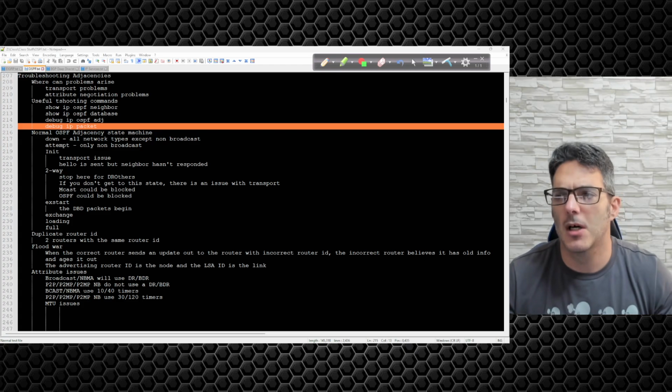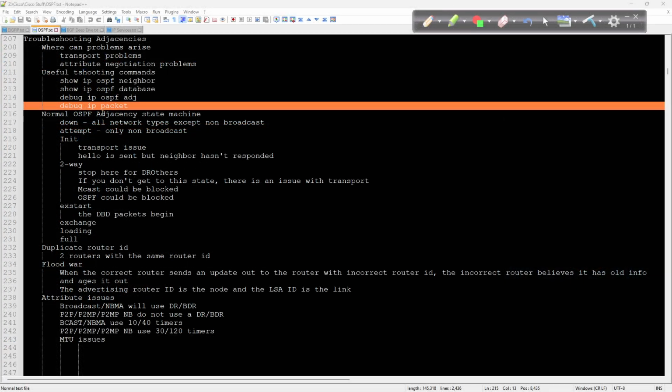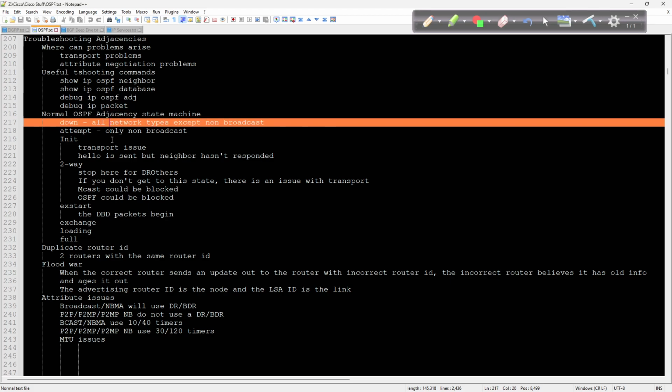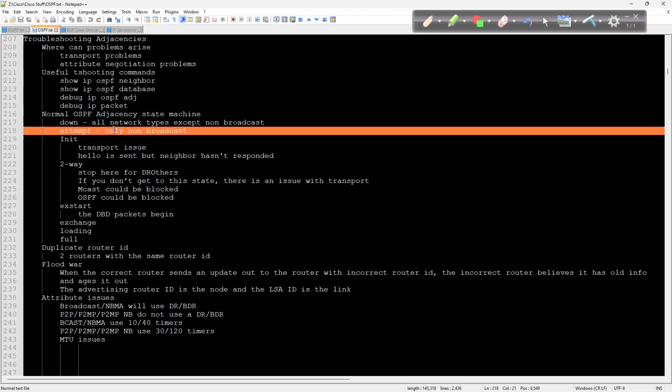So let's talk a little about the normal OSPF adjacency state machine, so we can understand what exactly is necessary. Down applies to all network types except for non-broadcast. Attempt is only non-broadcast, and we won't really be taking a look at a transport that is only non-broadcast, meaning unicast only. So you can basically forget about attempt.